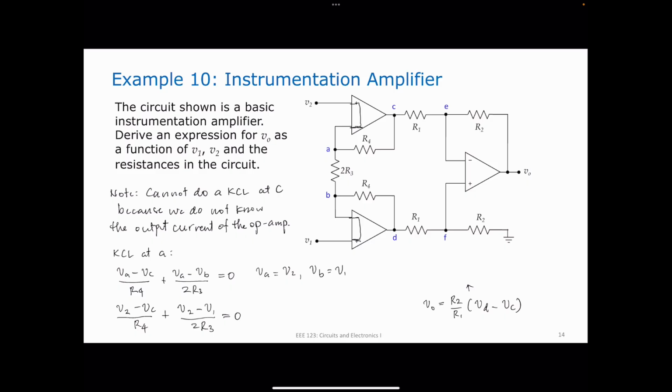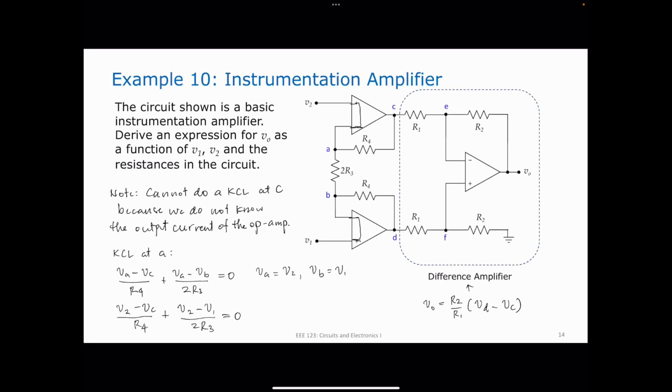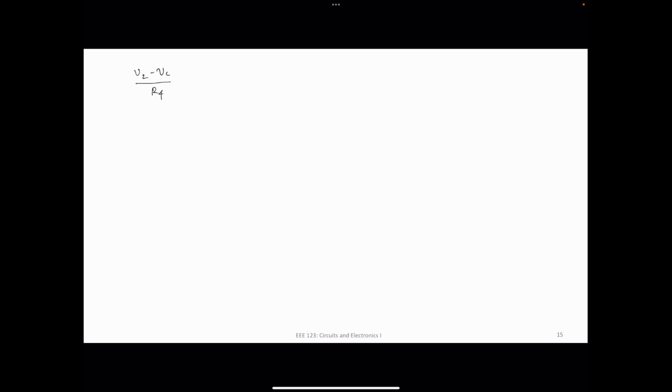I can now isolate V sub C. Okay, let me rewrite this. V2 minus VC over R4 plus V2 minus V1 over 2R3 is equal to 0. No?